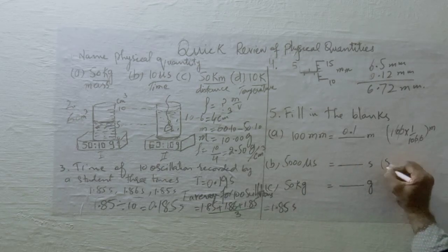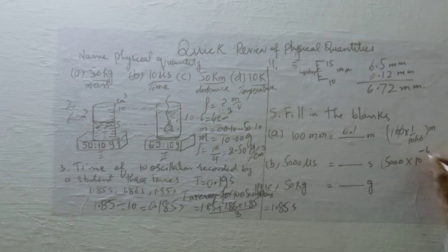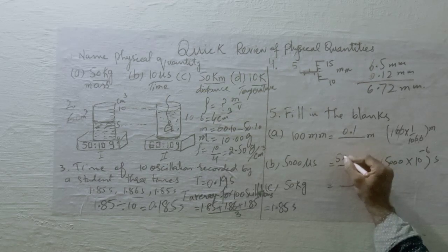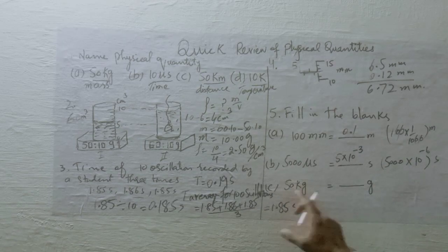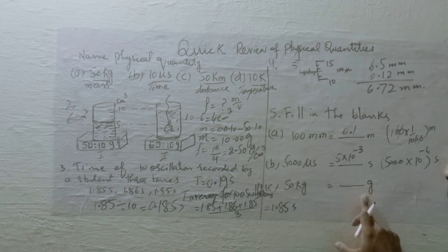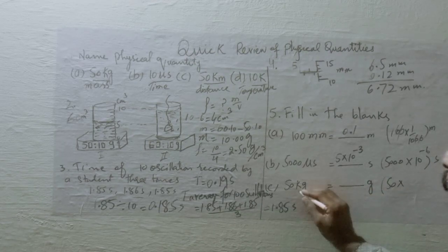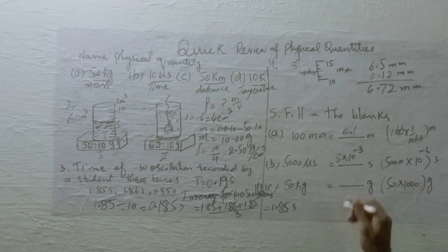Then 5000 microsecond. So working, 5000 multiplied with micro, which stands for 10 raised to the power minus 6, and this is second. If you process this on a calculator, you can find that the answer is 5 into 10 raised to the power minus 3 seconds. 50 kilogram you are to convert into grams. So working, 50 multiplied with kilo, which stands for 1000, and the answer would then be in grams. So it is 50,000 grams.